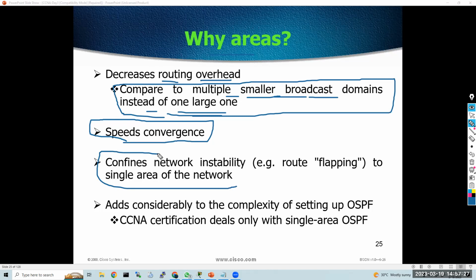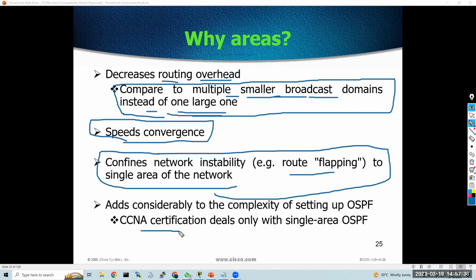Okay, so let's configure this network, for example, instead of a single area. As I told you, CCNA certification deals with only a single area, but right now Cisco has changed, so we'll do multi-area labs, not just one area.